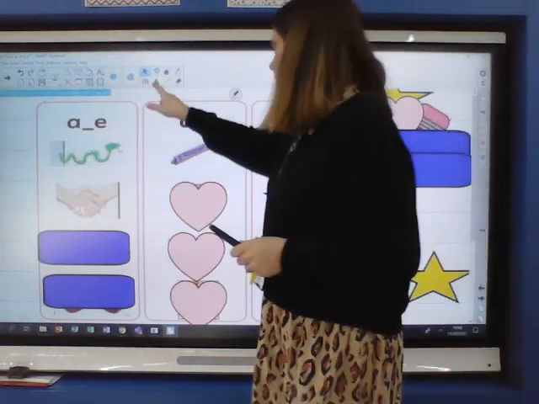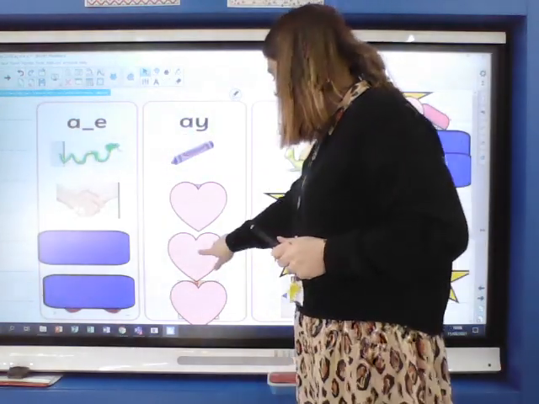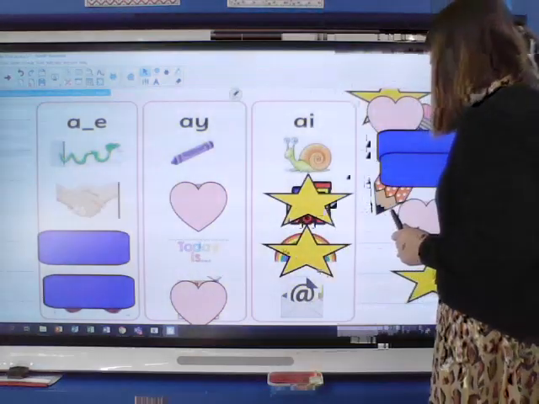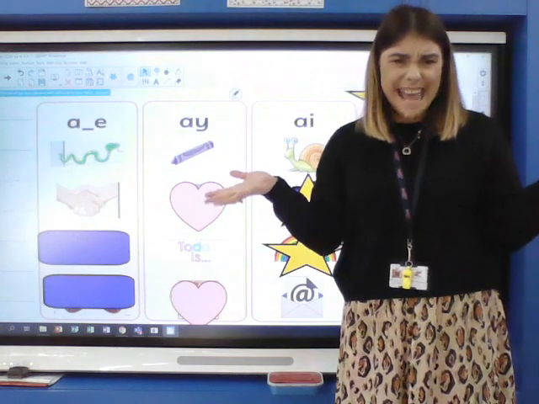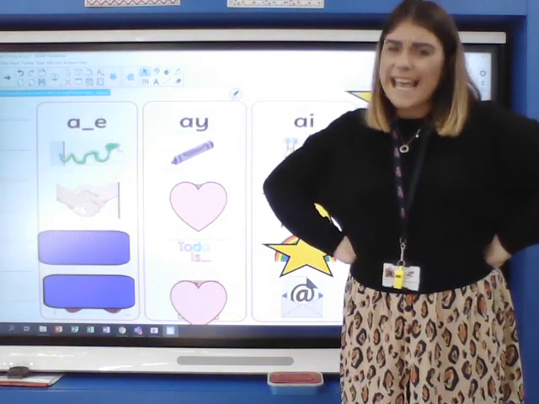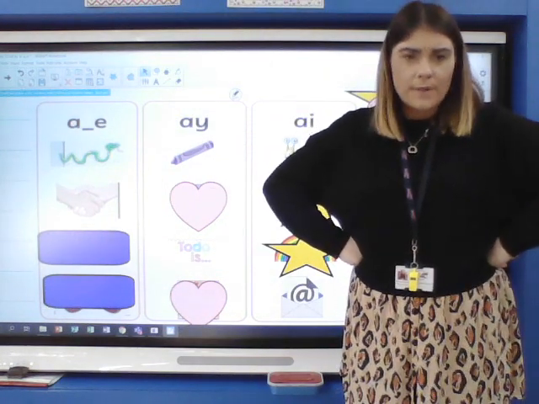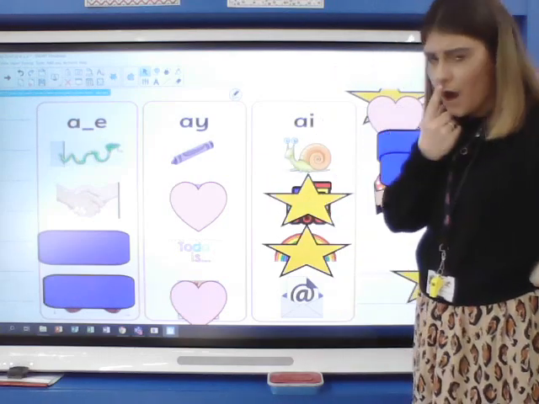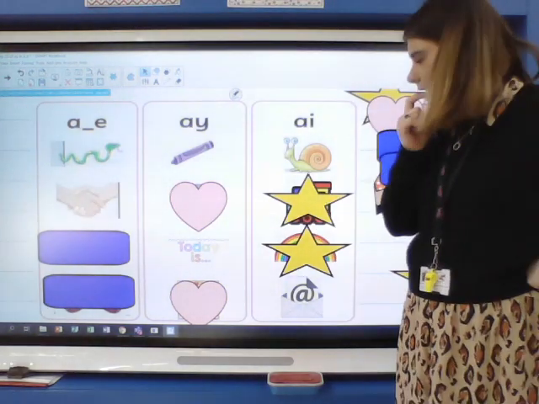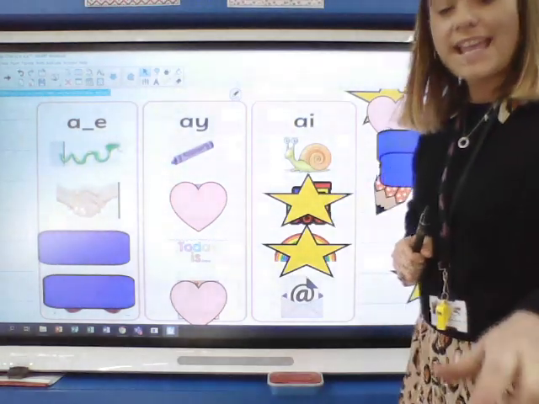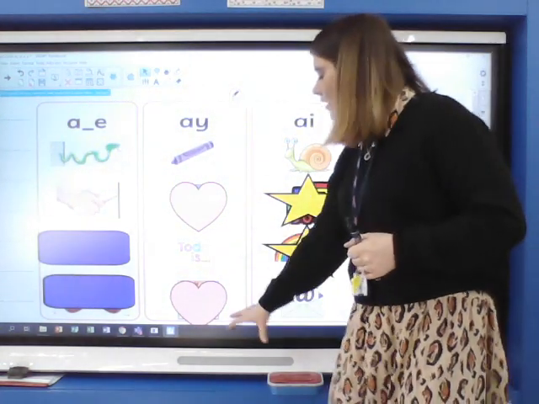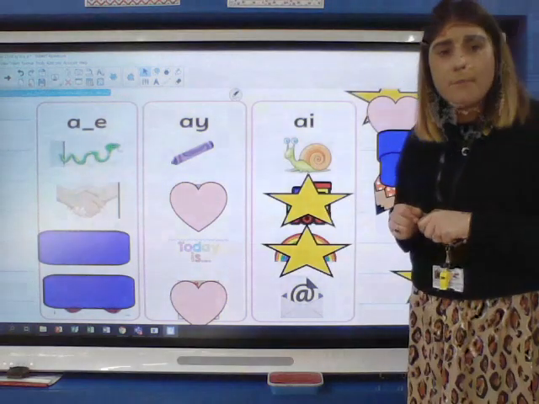Okay, let's go for another one this time. Let's go for our A for play. Okay, this says today is. What is the day today? So what was the date on Mrs. Wood's board at the start? What's the date today? What is the day? Today is Monday. So in the AY grapheme column, can you write Monday?